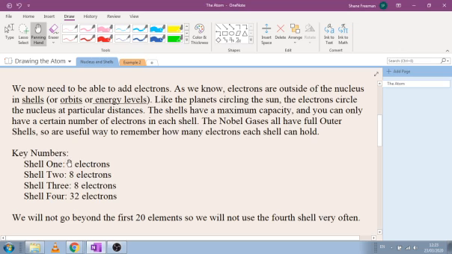But the numbers you need to remember are 2, 8, 8, and then 32, but we'll only ever go as far as the 20th element, so that would be 2 in this 4th shell. So the first shell can hold 2 electrons, the second shell can hold a maximum of 8 electrons, the third shell can hold a maximum of 8 electrons again, and the 4th shell then can hold 32. Now there's a reason for this. You study it more in advanced chemistry, but for now we'll just put them in like this: 2, 8, 8, and then the most we'll ever have is 2 again. So we'll not go beyond the first 20. Again, 2 plus 8 is 10, 10 plus 8 is 18, 18 plus 2 will bring us to 20, so that's the most we'll ever have.